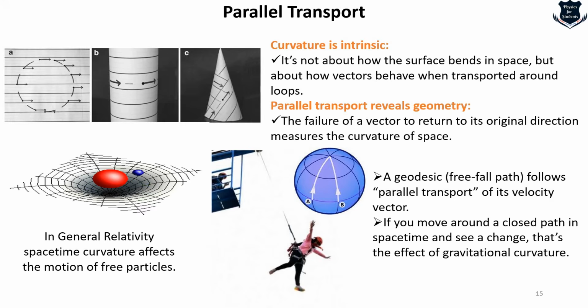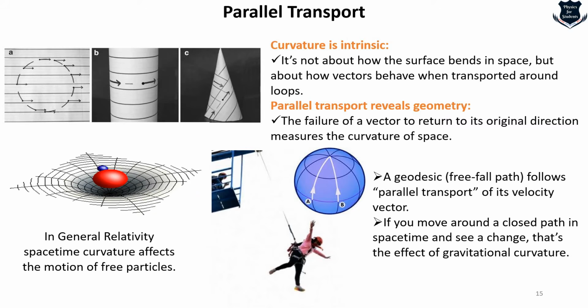So if you move around a closed path in space-time and see a change, that is the effect of gravitational curvature. So you can have regions that are locally flat like the cone surface, which we have seen, but still have global curvature due to topological defects or singularities, which is similar to mass concentration in space-time. So it is very important to note that when we are making a free fall, the parallel transport of its velocity vector, if you move around a closed path in space-time and you notice a change, then that is the effect of the gravitational curvature.